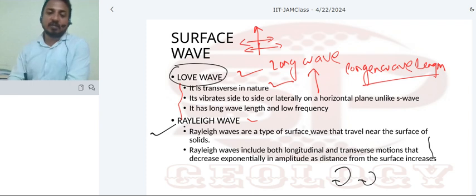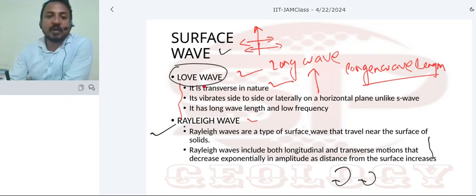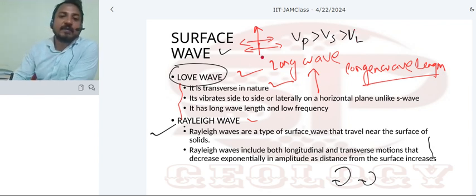From the Love wave and Rayleigh wave, the Love wave has higher velocity than the Rayleigh wave. The Love wave is the fastest surface wave and can only travel through a solid medium. So you can write down: velocity of P wave is greater than velocity of S wave, greater than velocity of L wave, greater than velocity of R wave.